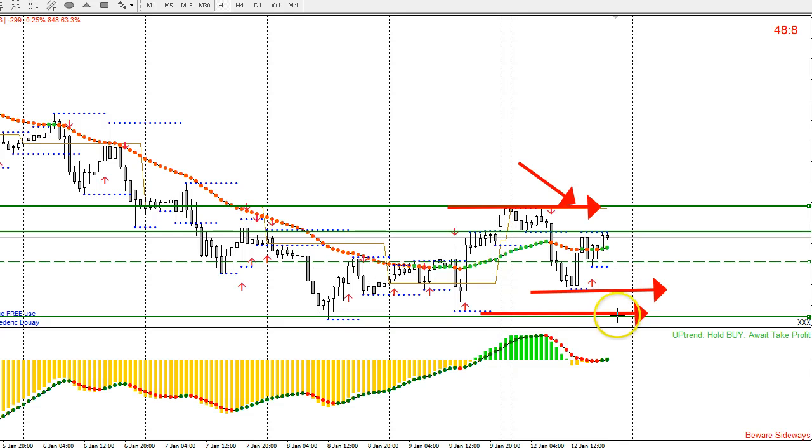And if it breaks this level here, that would be basically a breakdown from a consolidation pattern, a flag on the daily chart, which would be very significant. And then if it breaks that level, you could certainly expect the currency to go down further from that point.